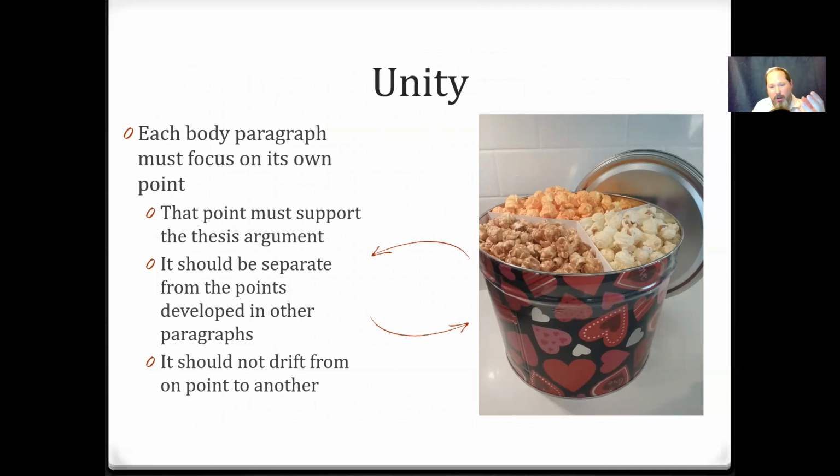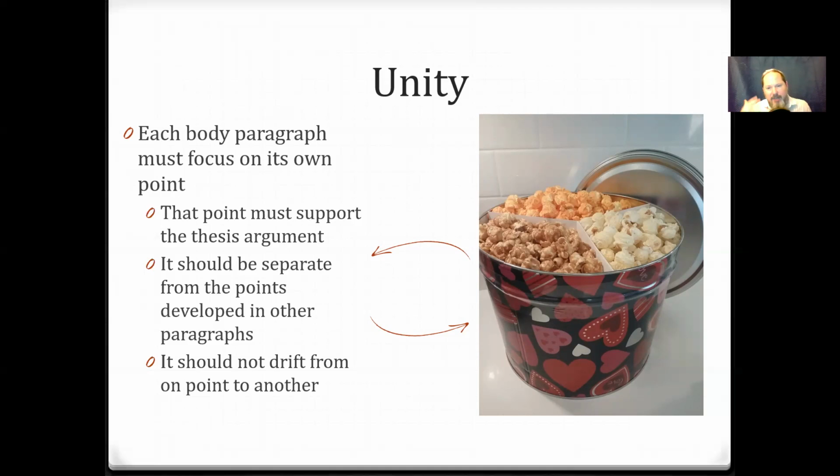You also don't want to have 2 body paragraphs that are essentially talking about the same point, because you would be disappointed if you opened your popcorn tin and you really wanted caramel corn, and instead two thirds of it were cheddar corn, right? You had butter, and then you had cheddar, and then you had cheddar. What? Where's my other point? Where's my other flavor of popcorn?